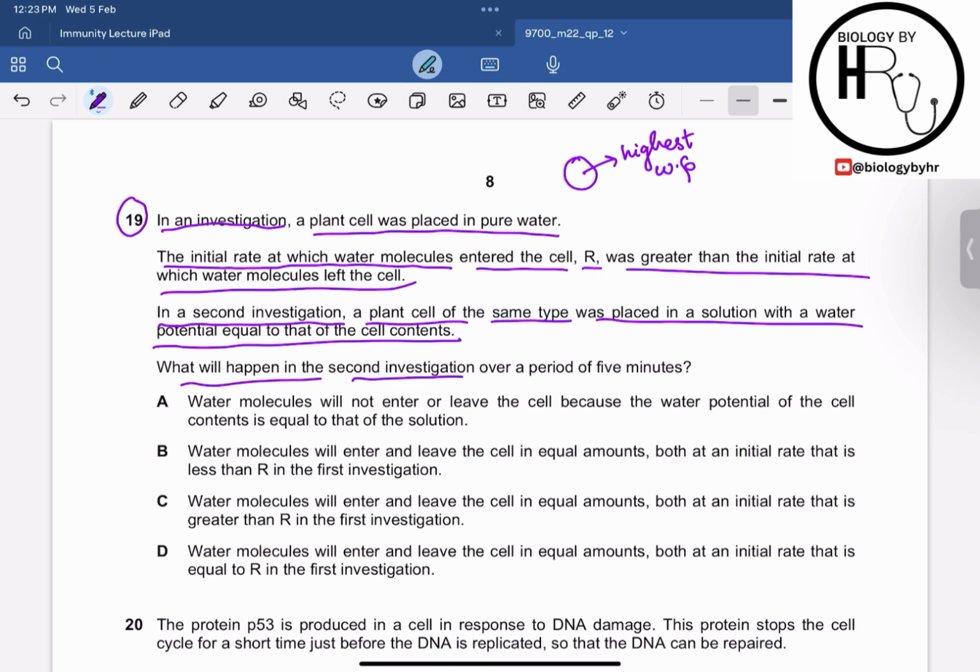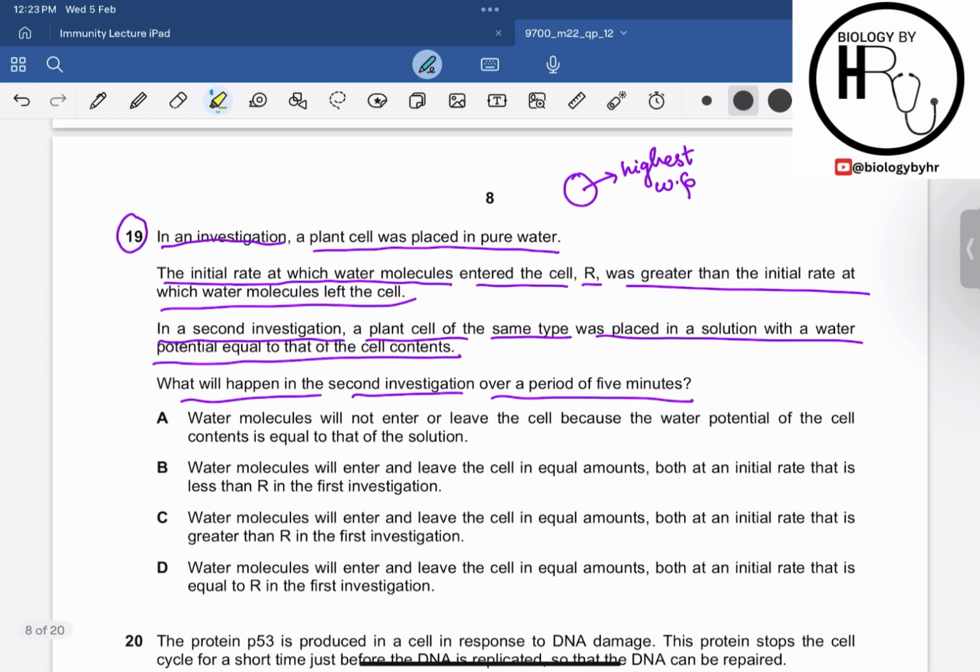What will happen to the second investigation over a period of 5 minutes? Basically, in the first investigation, the plant was placed in pure water, and the pure water had the highest water potential. This caused a net water uptake, which means that more water entered the cell than left the cell. There is a net movement of water inside the cell, resulting in the initial rate of water entry R, the initial rate at which the water molecules entered the cell.